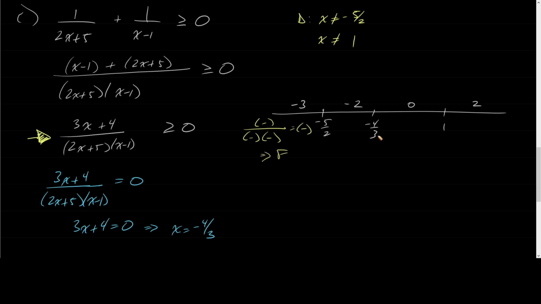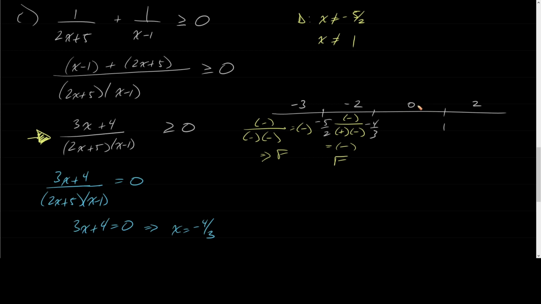Between negative 5 halves and negative 4/3, we plug in negative 2. All right. 3 times negative 2 is negative 6. Negative 6 plus 4 is negative. 2 times negative 2 is negative 4. Negative 4 plus 5 is positive. Negative 2 minus 1 is negative. Overall, there's an even number of negatives. So overall, this is negative. And again, is a negative greater than or equal to 0? No, it is not.